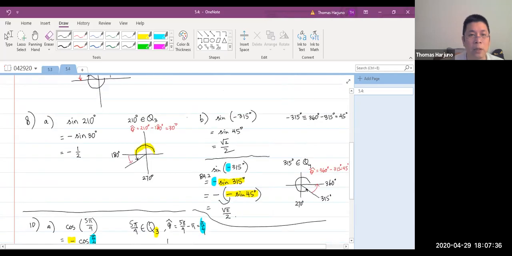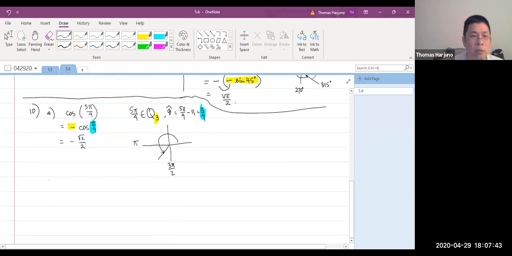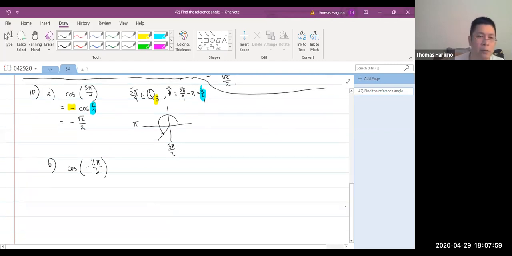Let's see part B, number 10B. Cosine of negative 11 pi over 6. Now there are two ways to do this. Usually, when I see a negative angle and the angle is big, I tend to add 2 pi or 360 degrees. Basically, I try to make it positive first.